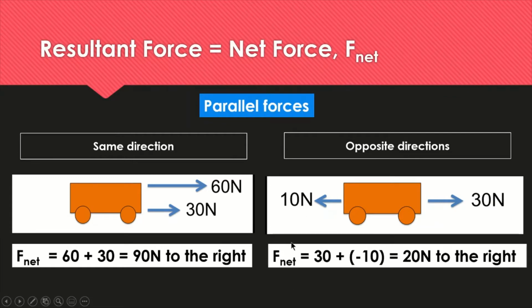So the net force will be equal to 30 Newton plus the negative of the 10 Newton, because 10 Newton is of opposite direction. Negative of the 10 Newton. So that is equivalent to 20 Newton, and this 20 Newton is positive, and positive is to the right, isn't it? 30 Newton is the positive direction, so 20 Newton is also positive, therefore it is to the right.